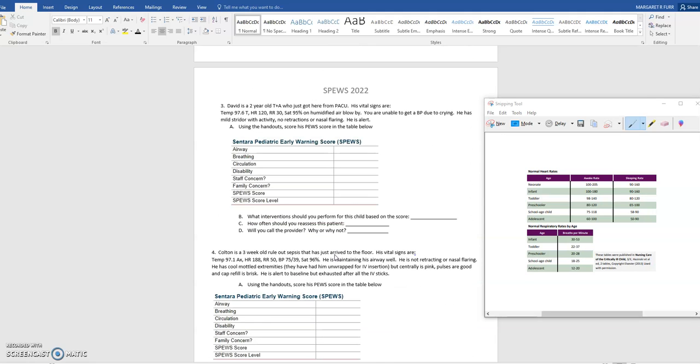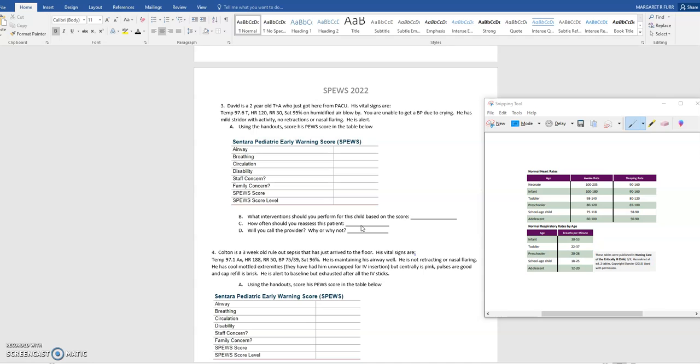All right, scenario number 3, David, our T&A. He gets a 1 for airway because he has got some stridor with activity. He's got a 0 for breathing, for circulation, for disability, for staff concern, family concern, which gives him a PEWS score of 1, a PEWS score level of low. So based on the score, there's not really anything extra I'm going to do because he is still low. I'm just going to watch that stridor and make sure it doesn't get worse.